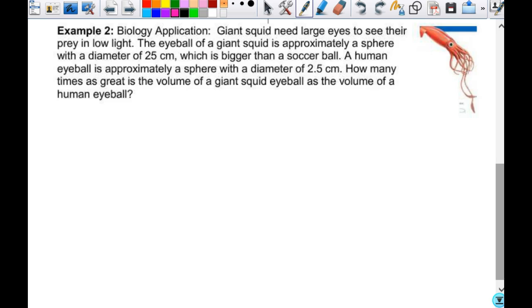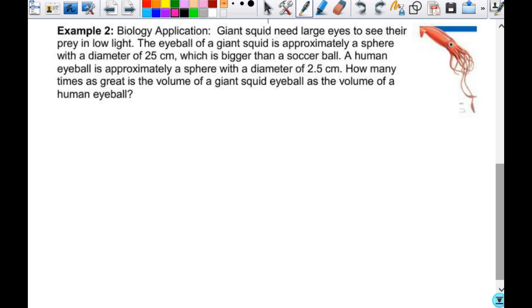The eyeball of a giant squid is approximately a sphere with a diameter of 25 centimeters, which doesn't really mean a whole lot to us because we don't think in metric units, right? We think in inches. But it goes on to say, which is bigger than a soccer ball. Let that sink in for a minute. A giant squid eyeball is bigger than a soccer ball.